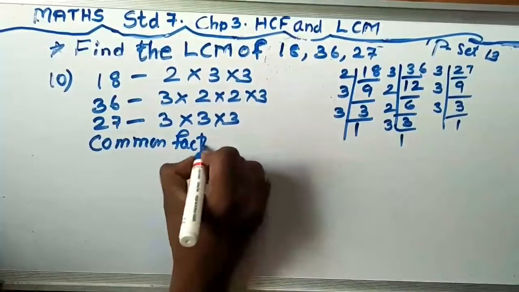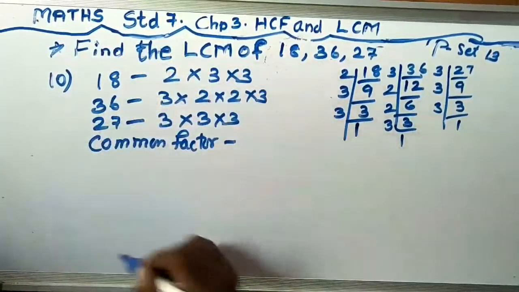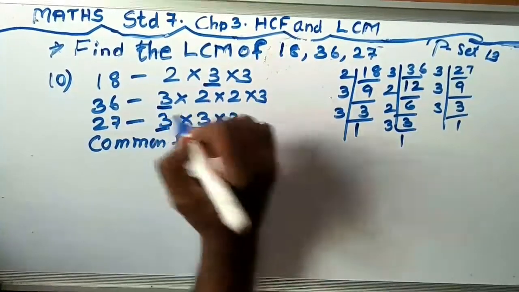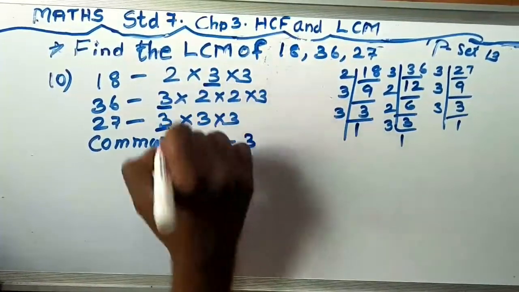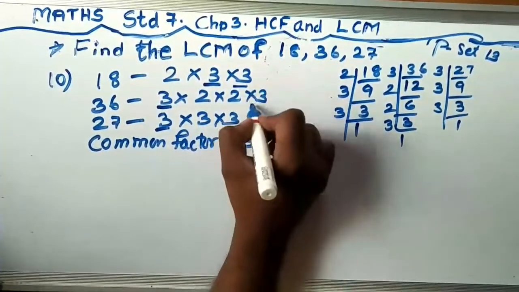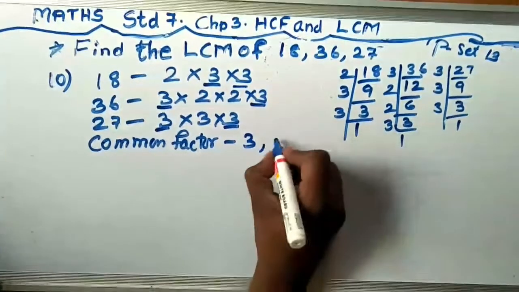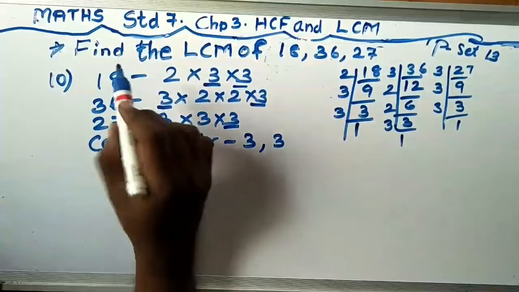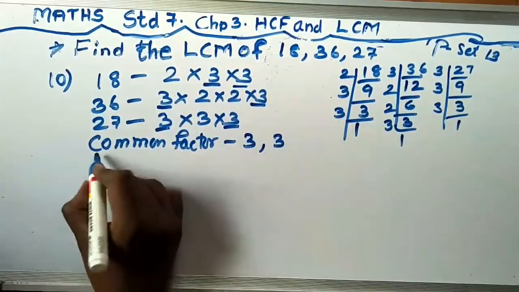So you should know the technique. First find the common factor in all the three. Here 3 is common in all the three. Again 3 is common in all the three. And nothing more. Now we have to find the common factor in 18 and 36.